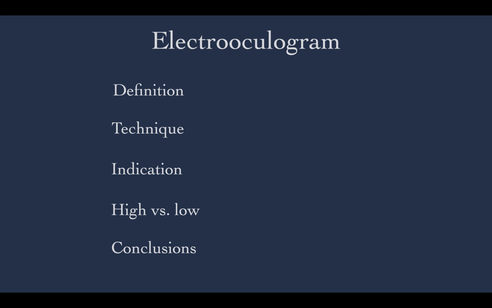About the indication, EOG evaluates abnormalities of the outer layer of the retina, for example, the retinal pigment epithelium, allowing early diagnosis of some inherited retinal conditions, for example, Best disease. In summary, the EOG is used to evaluate the function of the retinal pigment epithelium.